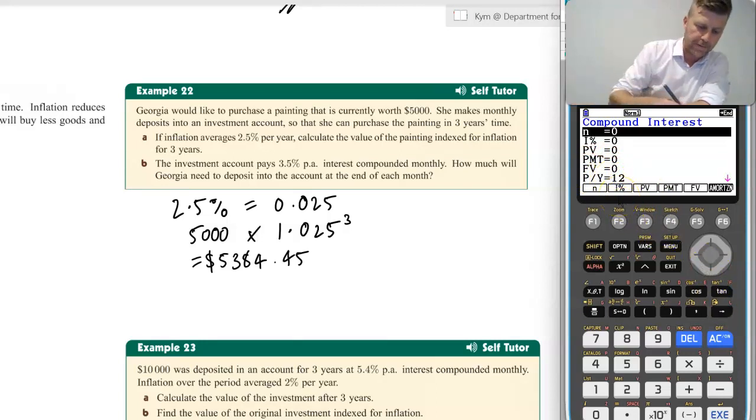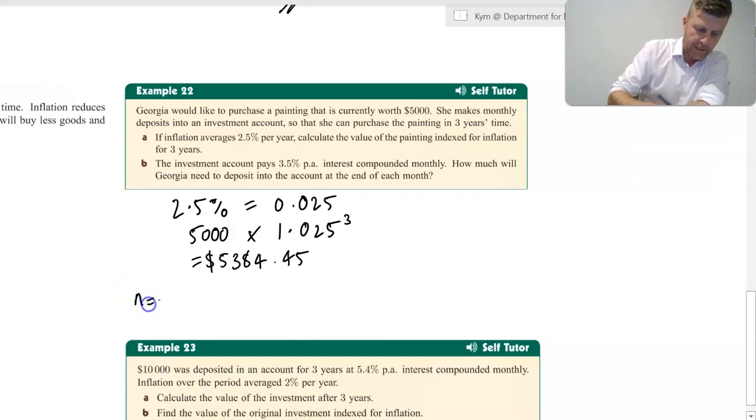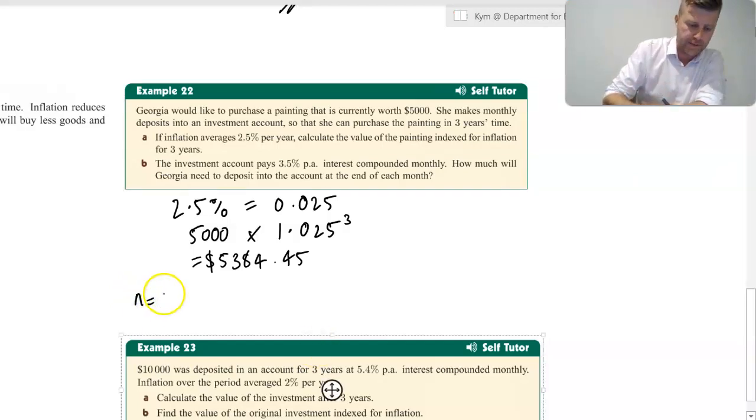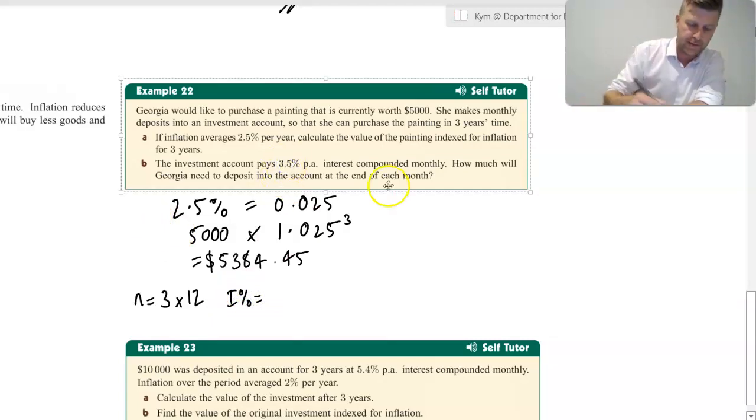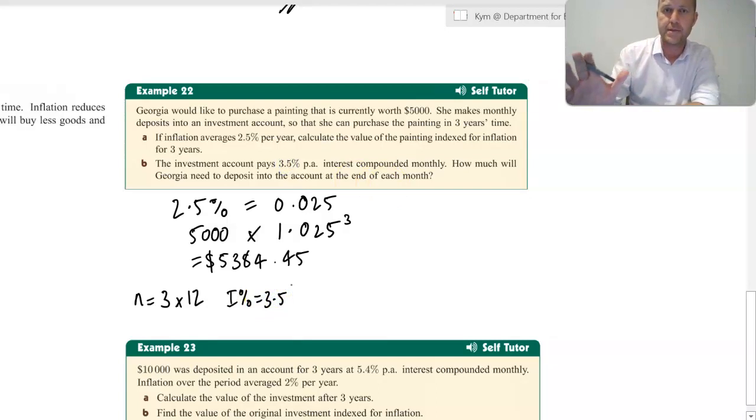So starting off with N being the number of compounding periods, well, it's 3 years she's investing the money for. It's compounded monthly, so 3 times 12 or 36. The value of the I, or the interest rate here, is 3.5%. And again, on your graphics calculator, put it in as 3.5. Don't change that to a decimal in this case.